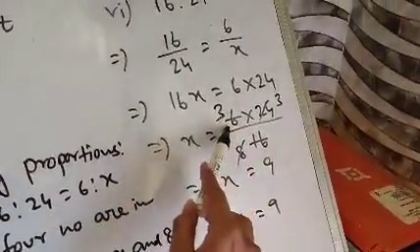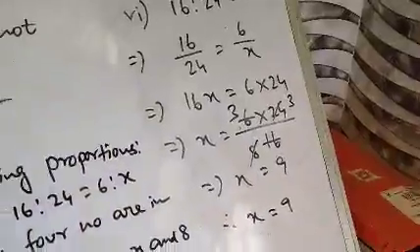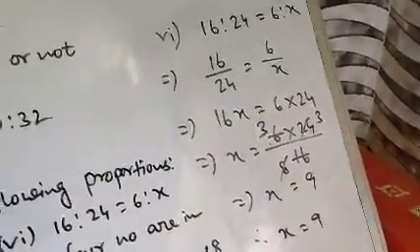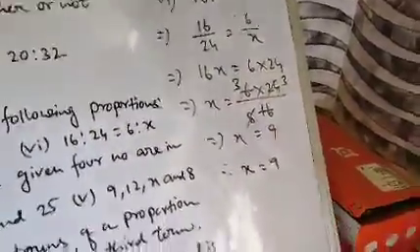So first reduce it by 2. 2 3s are 6. 2 8s are 16. 8 3s are 24. So 3 3s are 9. 9 is your answer.